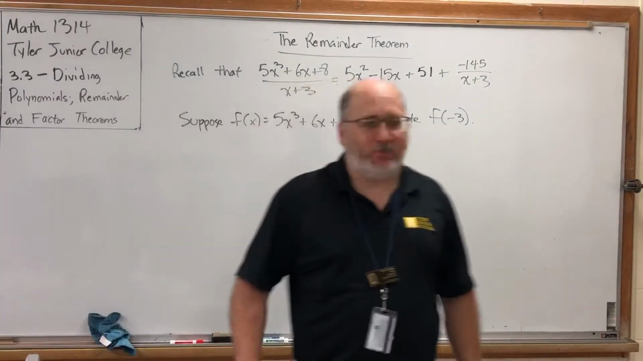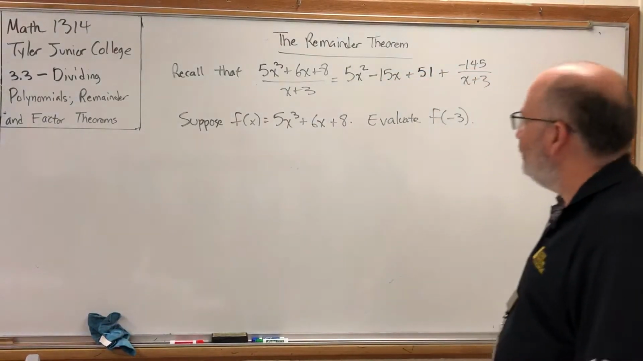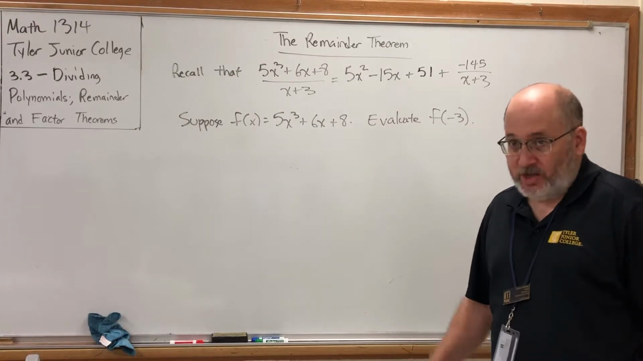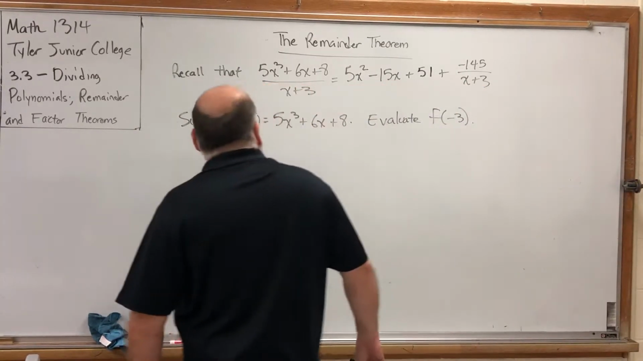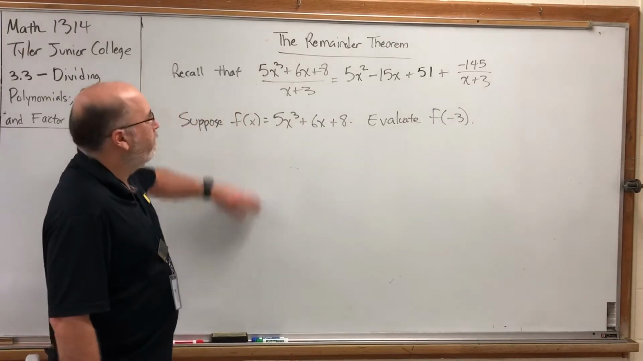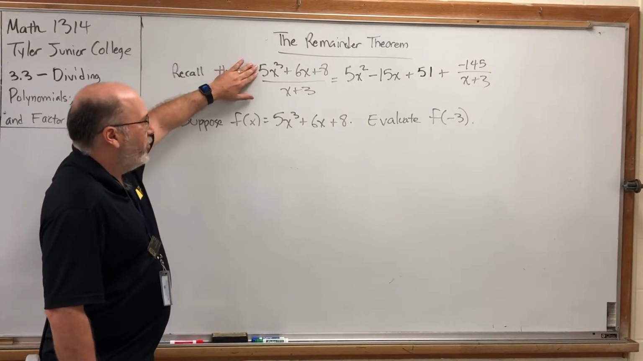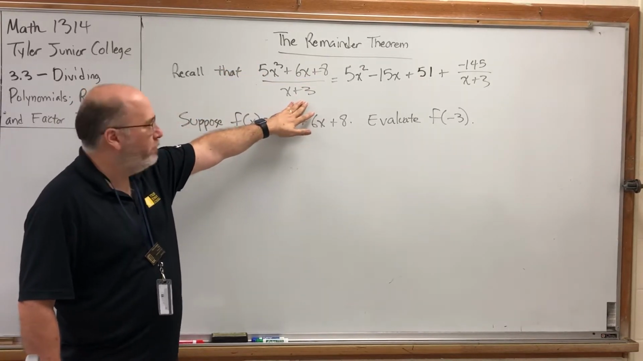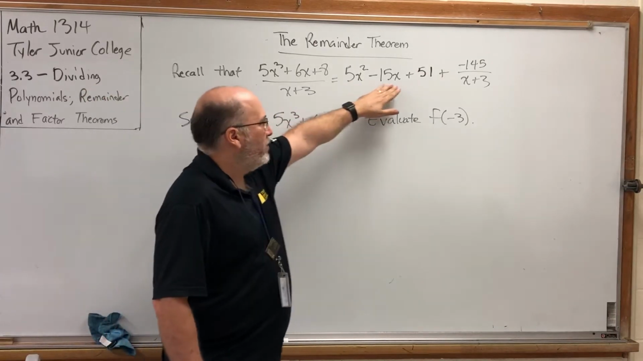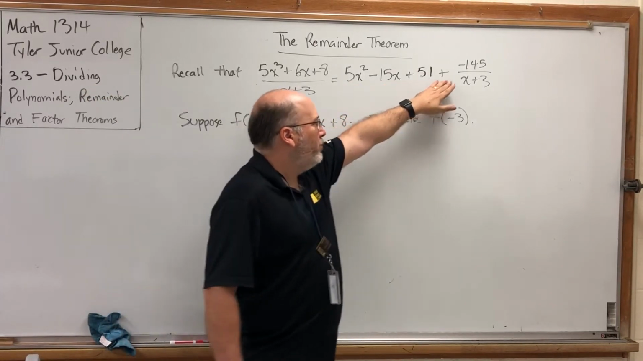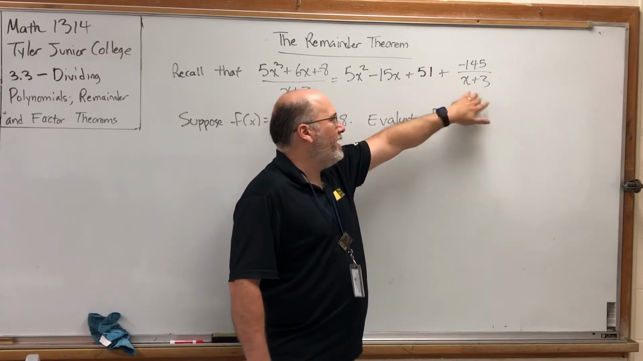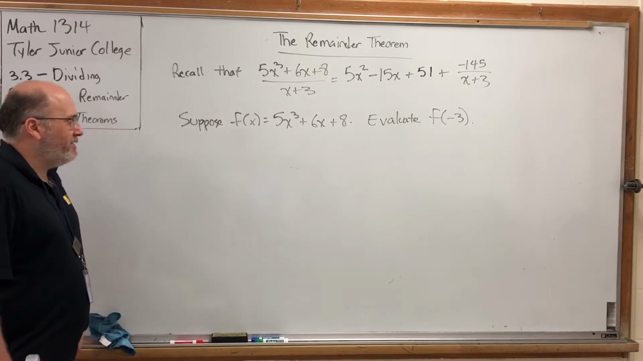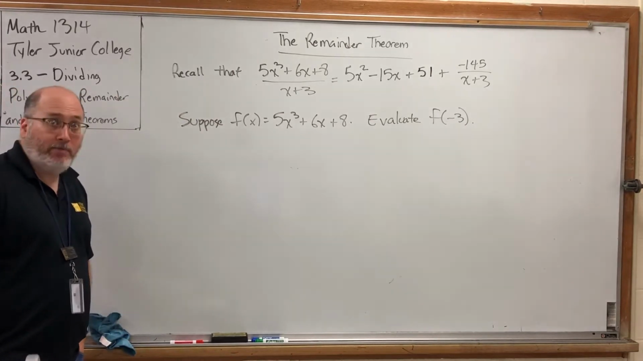All right, we're finally going to get to one of the theorems alluded to in the title of this section, the Remainder Theorem. In order to naturally let it develop instead of just saying, here it is, let's recall one of the division problems from the previous video. We had worked 5x to the third power plus 6x plus 8 divided by x plus 3 using synthetic division, and the quotient was 5x squared minus 15x plus 51 plus a remainder of negative 145 on top of the divisor x plus 3. I'm going to take some of the pieces of this problem and pose a new problem.